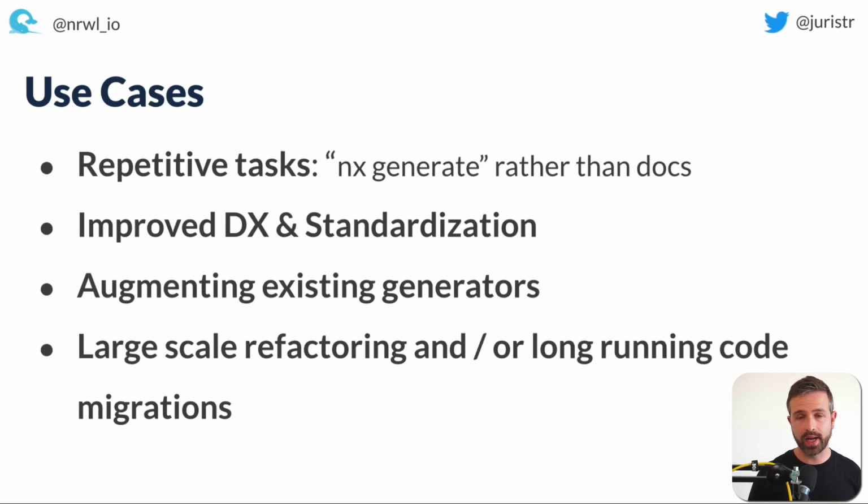So the use cases for NX generators are pretty obvious. Usually whenever you have repetitive tasks, right? Whenever you would write down a series of steps someone would need to follow in some documentation or README, think about maybe wrapping them as a generator, right? So you just place the actual command in the docs file rather than all the steps, and the generator would make sure that everything gets created properly. That obviously leads to an improved developer experience in general, but also standardization, right?